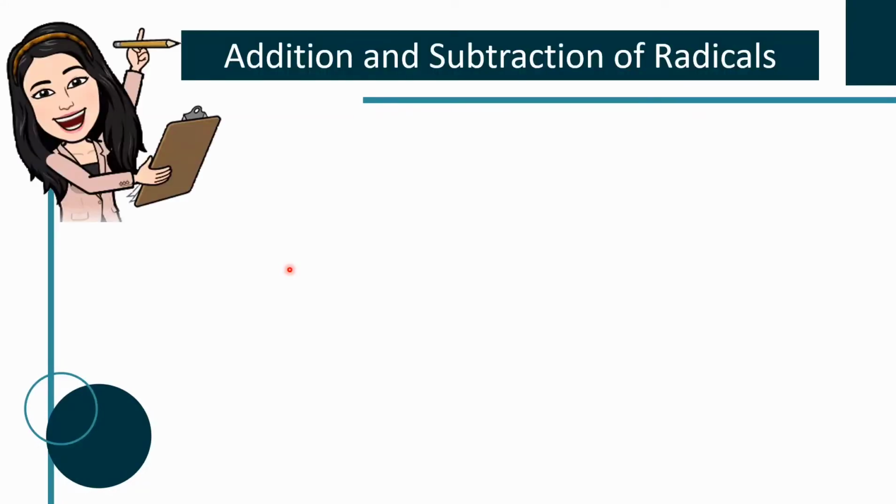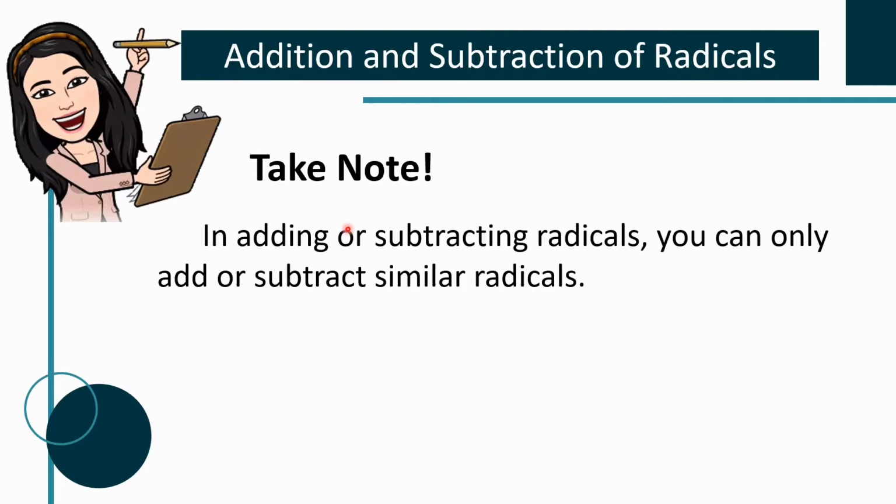So, why is it necessary for us to determine the similar and dissimilar radicals? Because we're going to apply it in addition and subtraction of radicals. Here we have to take note that in adding or subtracting radicals, you can only add or subtract similar radicals. Tatandaan ninyo, ang pwede lamang nating i-add at i-subtract ay mga similar radicals.